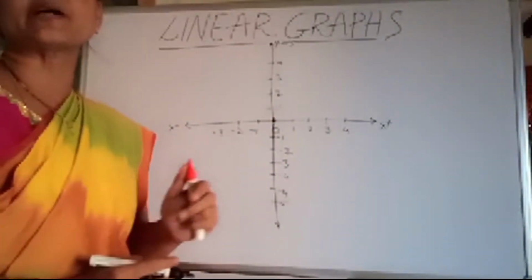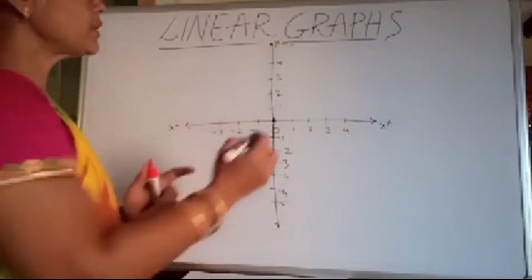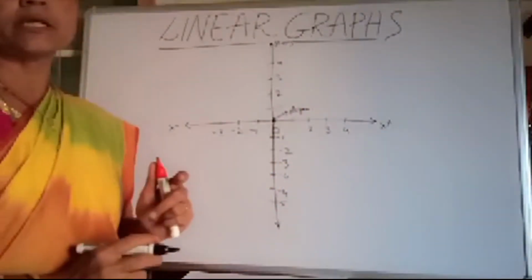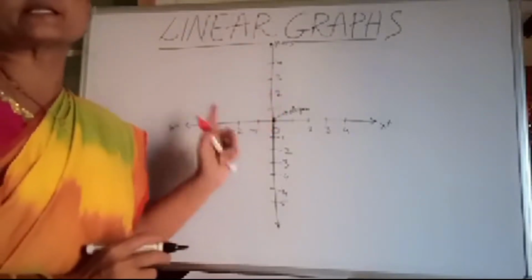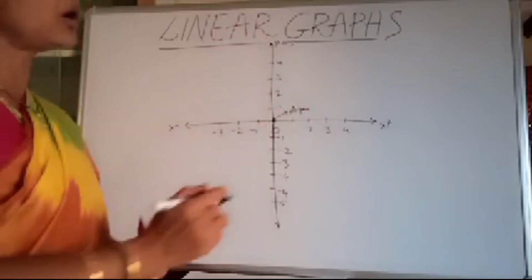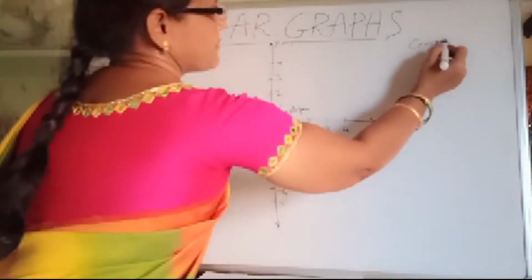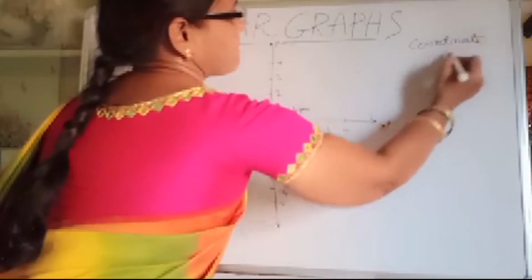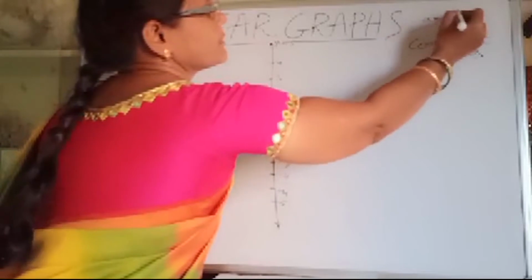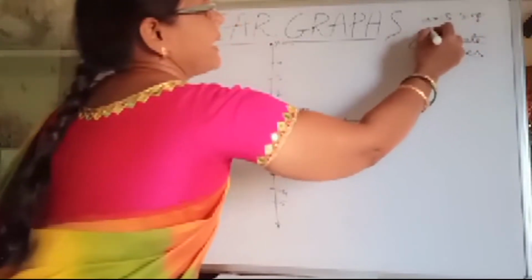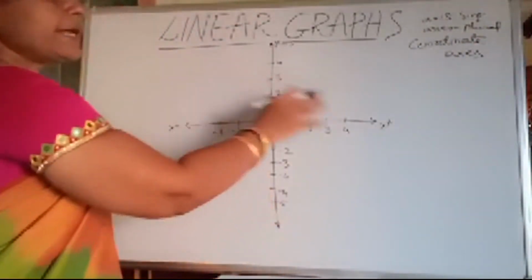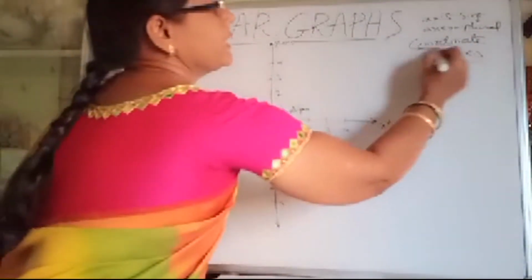Now, these two axes, the x-axis and y-axis, meet at the point 0, which we call the origin. 0 is the common point for both axes. Together, the x-axis and y-axis are called coordinate axes. Remember, axis is singular and axes is plural.